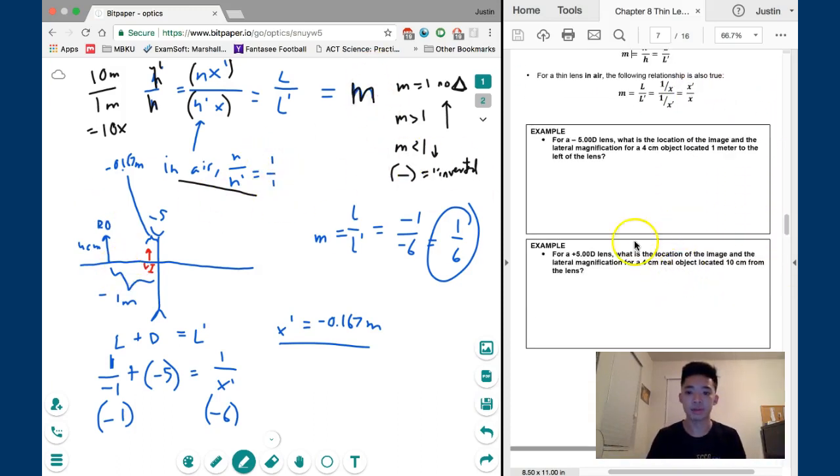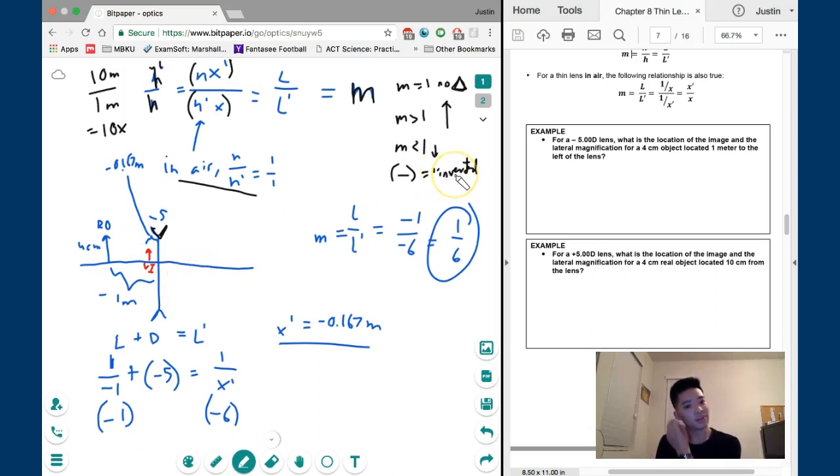So this first problem is for a -5 lens. What is the location of the image? A lot of these problems are really step by step. You have a lens, you have information about either the object or the image. Use that to find the object or image distance or the height. So let's draw this out. I kind of already did. A -5, so I drew this notation.